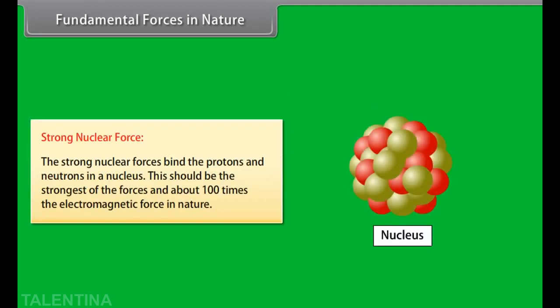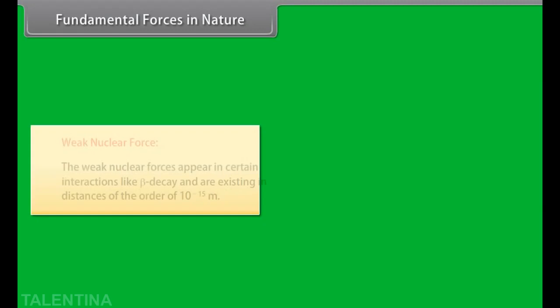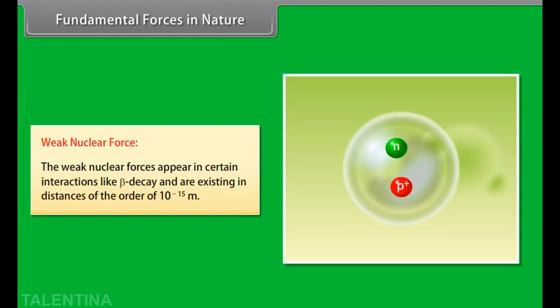The strong nuclear forces bind the protons and neutrons in a nucleus. This should be the strongest of the forces and about 100 times the electromagnetic force in nature. The weak nuclear forces appear in certain interactions like beta decay and exist over distances of the order of 10 raised to the power minus 15 meter.